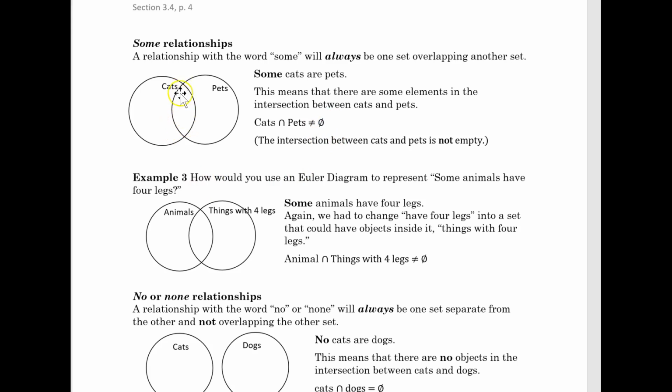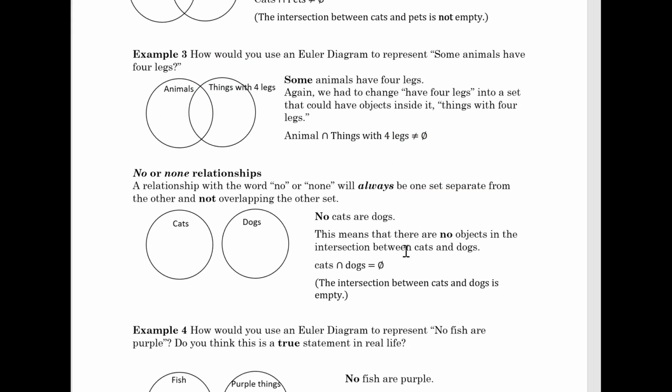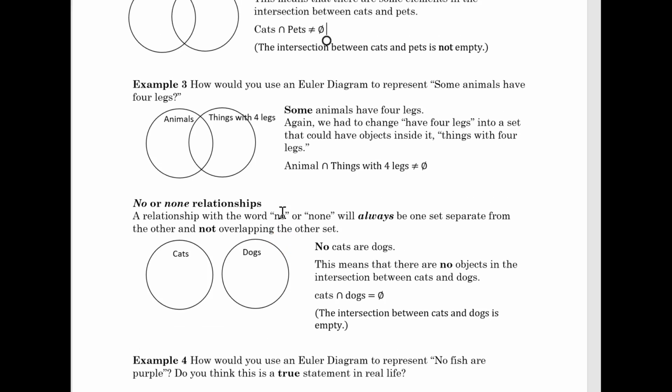These inside right here, these are pet cats, right? And over here, these are cats that are wild, that are not pets. And over here, these are other kinds of pets, like dogs. So if we want to use an Euler diagram to represent some animals have four legs, we have things with four legs because there's an overlap. Now, if there isn't an overlap, like there's no such thing as a cat-dog, no cats are dogs, then we represent them as not overlapping, as two separate diagrams.